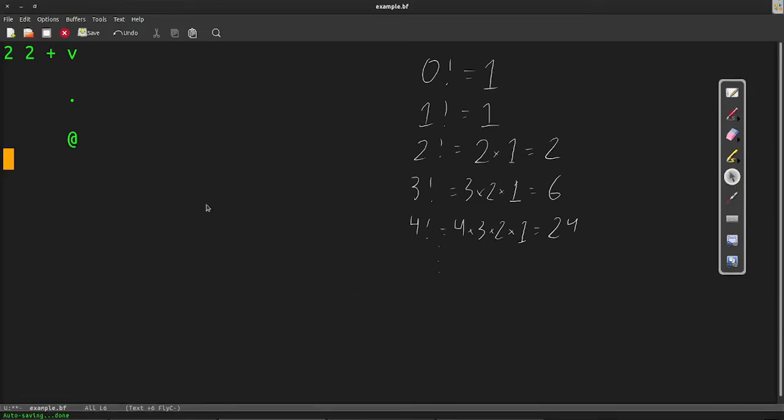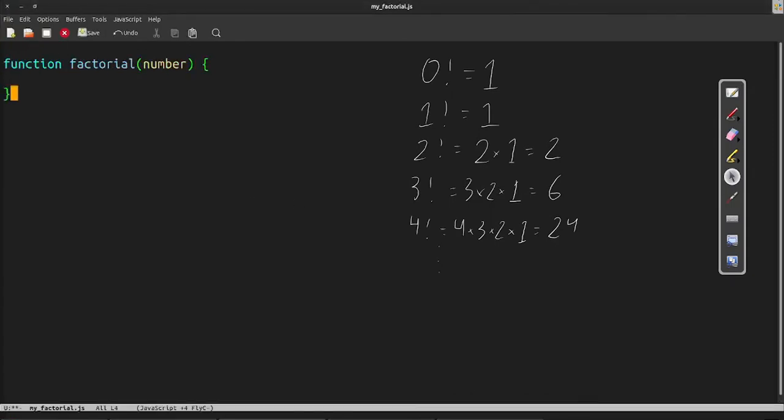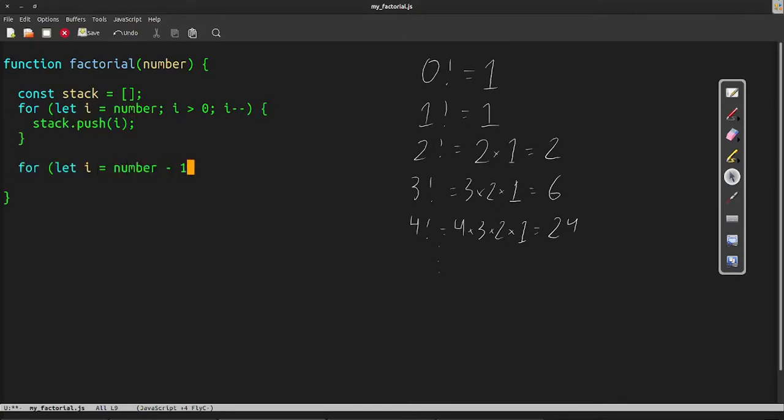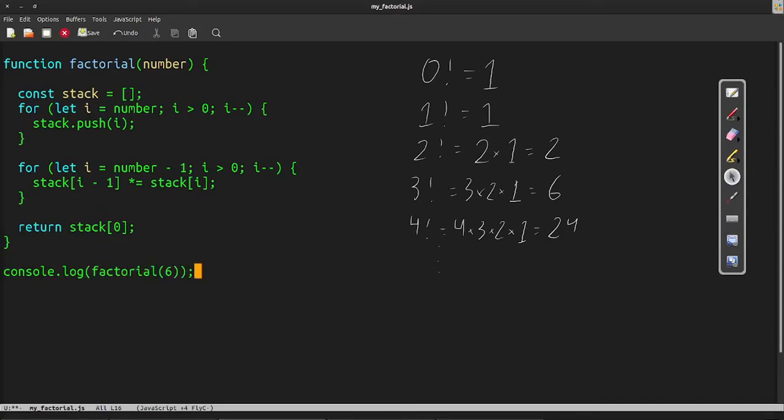The program we'll write will have 2 loops in it. As a mock-up, this is the JavaScript equivalent of what we're going to do. First, we build up the stack by pushing all of the numbers from our input down to 1 inclusive. Then we reduce the stack back down, multiplying as we go. Think of it as a recursive algorithm, except we're managing the call stack ourselves.